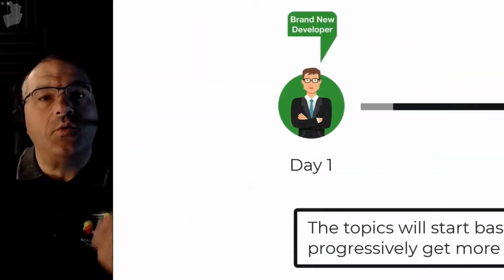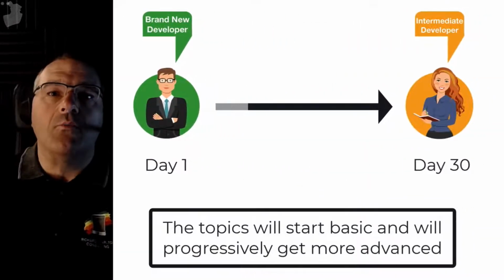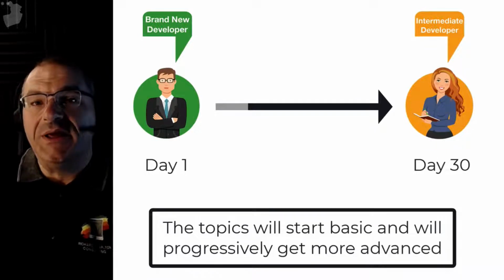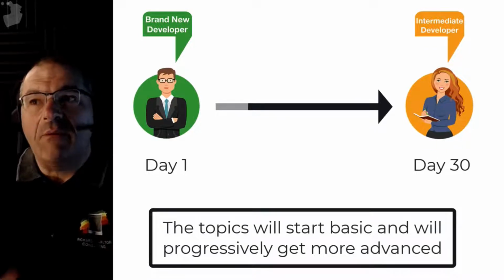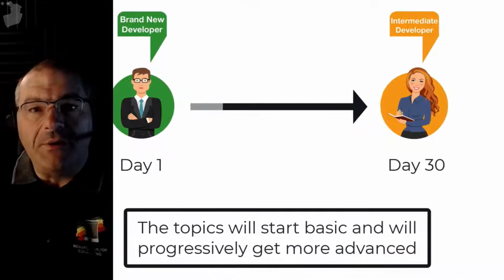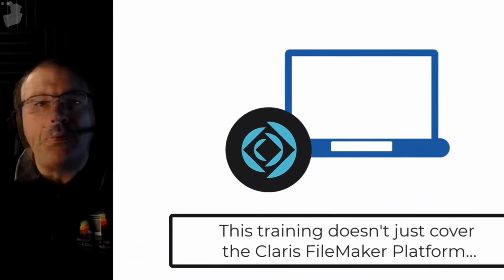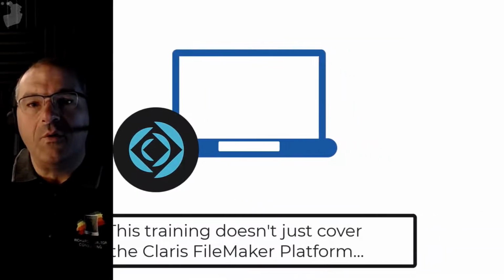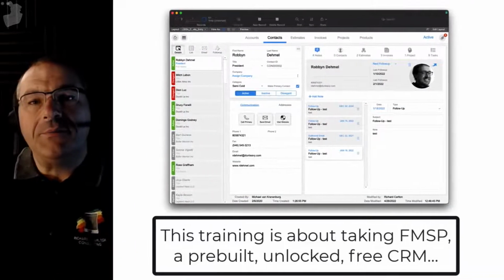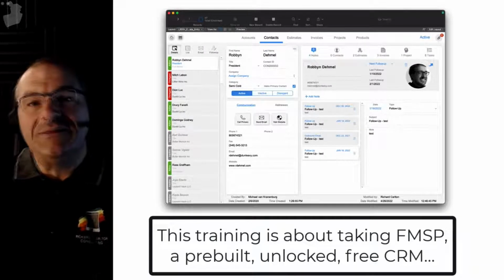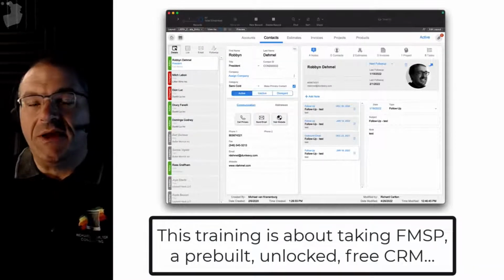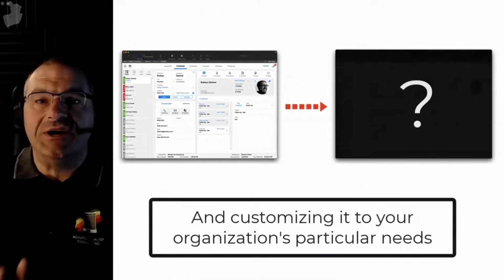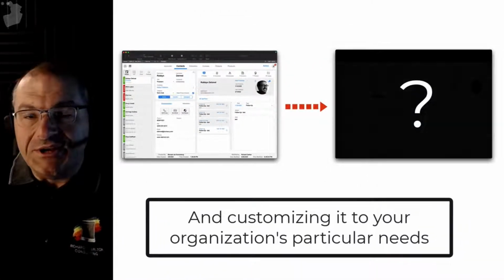Keep in mind that towards the beginning of the training, the topics are more basic in nature. As we get towards the end of the training, they're somewhat more advanced, I would say intermediate level topics. Now, a special part of this training is that we're not only talking about the FileMaker platform, we're talking about how you can rapidly customize an existing free CRM that you can download today. It's unlocked. So we're taking that CRM and customizing it to your organization's particular needs.